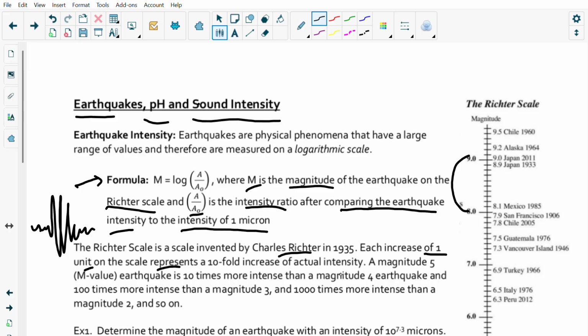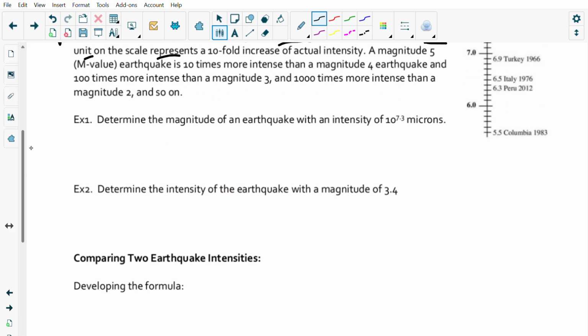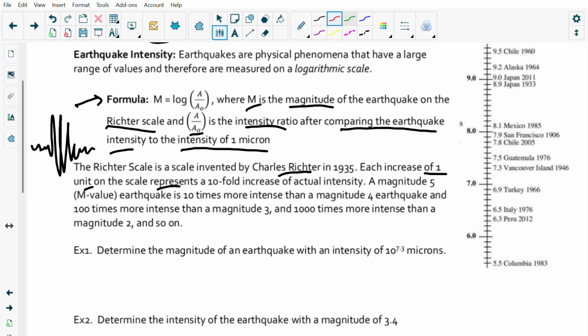Each increase of 1 unit on the scale represents a tenfold increase of actual intensity. So if I look at my scale, folks, a magnitude 5 earthquake is 10 times more intense than a magnitude 4, 100 times more intense than magnitude 3, and 1,000 times more intense than magnitude 2, and so on.